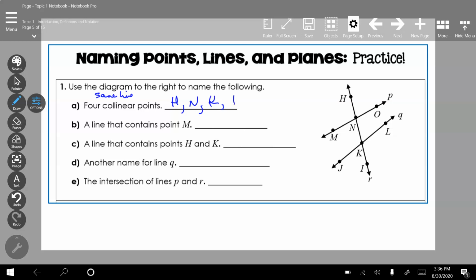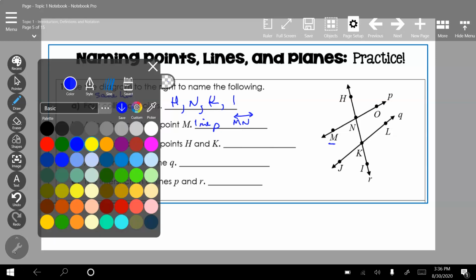So I need a line that contains point M. Well, right here is point M, and this line here I could call line P. I could call it line MN with a little line head on top, or technically I could do this. We'll do this in very light yellow. Here is, even though it wasn't drawn, I could have said line MK, because even though it wasn't drawn, I could take any 2 points and make it into a line.